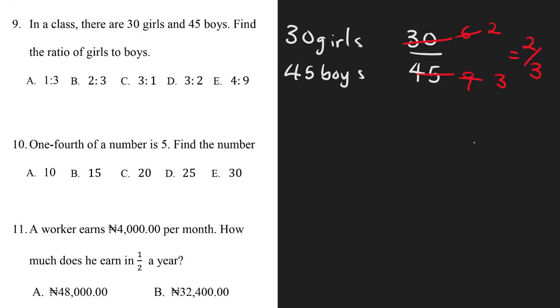So therefore our answer will be what? 2 to ratio 3. So let's check our options. We have 2 to ratio 3. Yes, of course, B is our answer. Let's move to the next question.